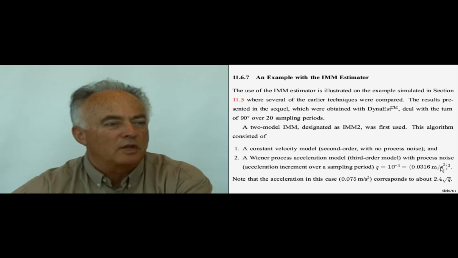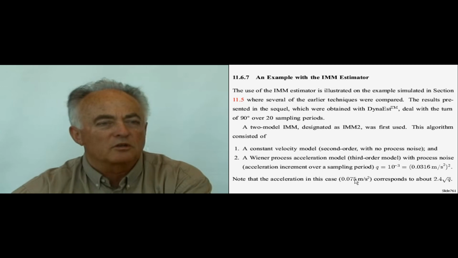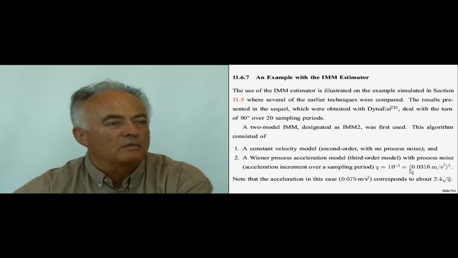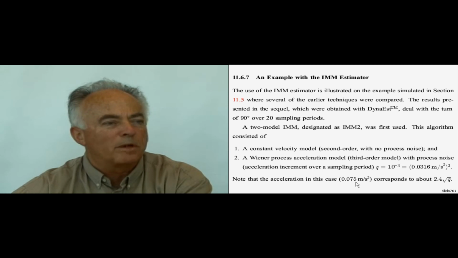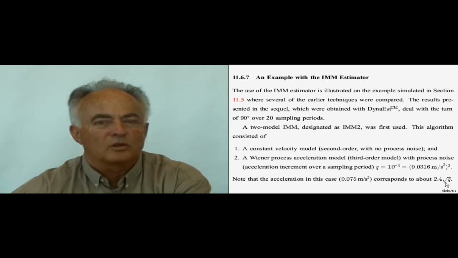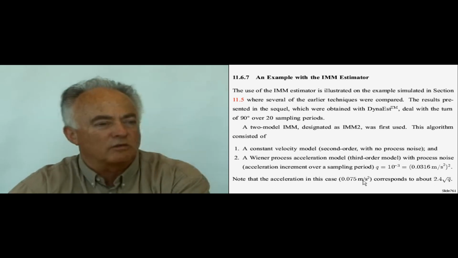This was chosen as a good number because the results were good, and you can go back and compare this with the actual acceleration, which is 0.075. The acceleration in this case corresponds to a little bit over 2 standard deviations of the noise. So what we have in this case is a very close relationship with the selected process noise. It's about half of the actual acceleration of the object.